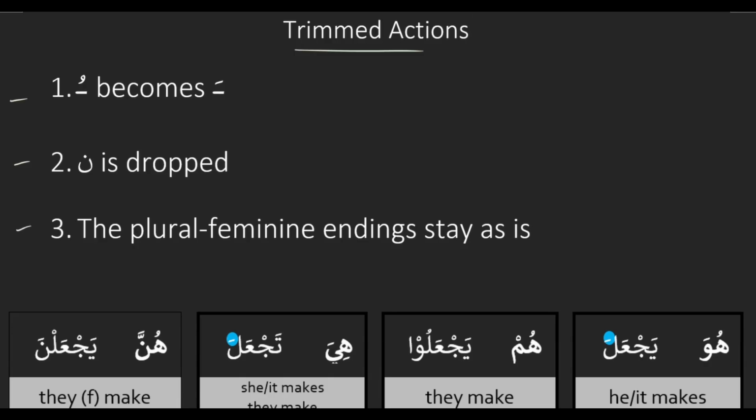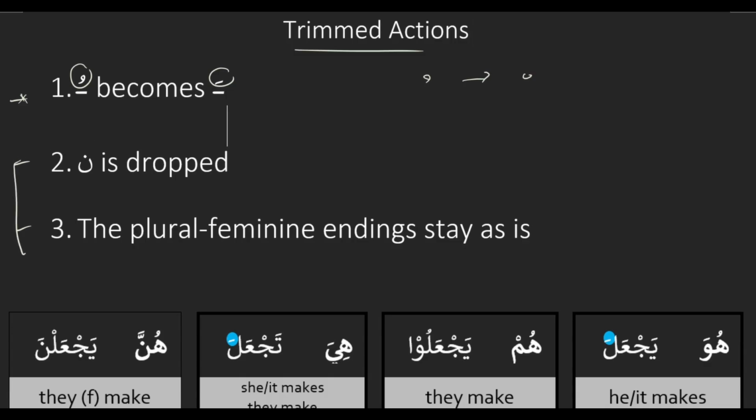So the first change that occurs is if you have a u, the u becomes a. Whereas with bald, we saw if you have a u, the u becomes a sukun. Our second rule is if there's a noon, it's dropped, which should sound familiar. And the third rule is the plural feminine ending stays as is, which should also sound familiar. So the only different thing is rule number 1. Rules 2 and 3 are the same as bald.